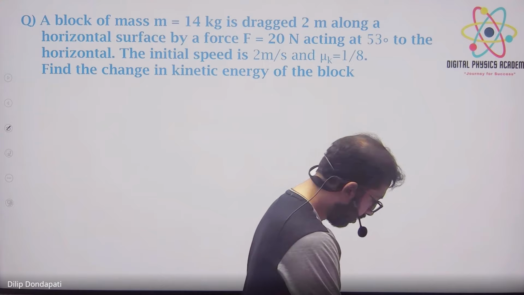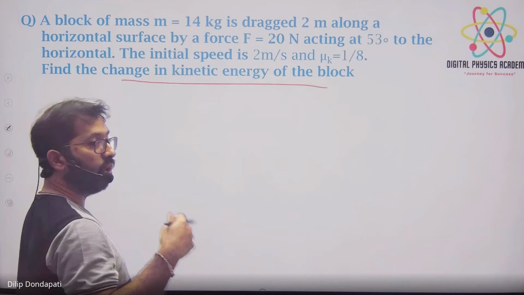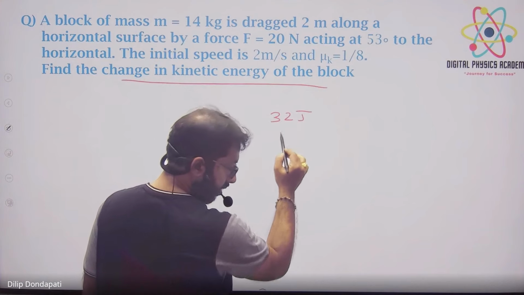Do you have to find the work done by the applied force or the work done by friction? I want to find the change in kinetic energy of the block. Yeah, but total with respect to work done, friction. The work done is always total. Oh, yeah, got it. That is only the work energy theorem, right?